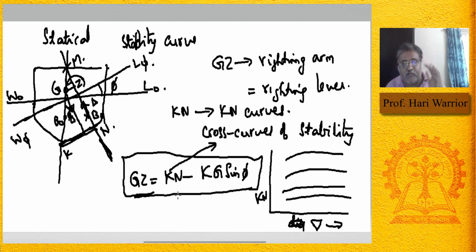Just remember that word in the back of your mind always: cross curves of stability. They are known as the cross curves of stability, and it can be got from this KG sin phi. We are going to do a bit of that kind of mathematics probably in the next chapter or the chapter after that. For the time being, you just use this.